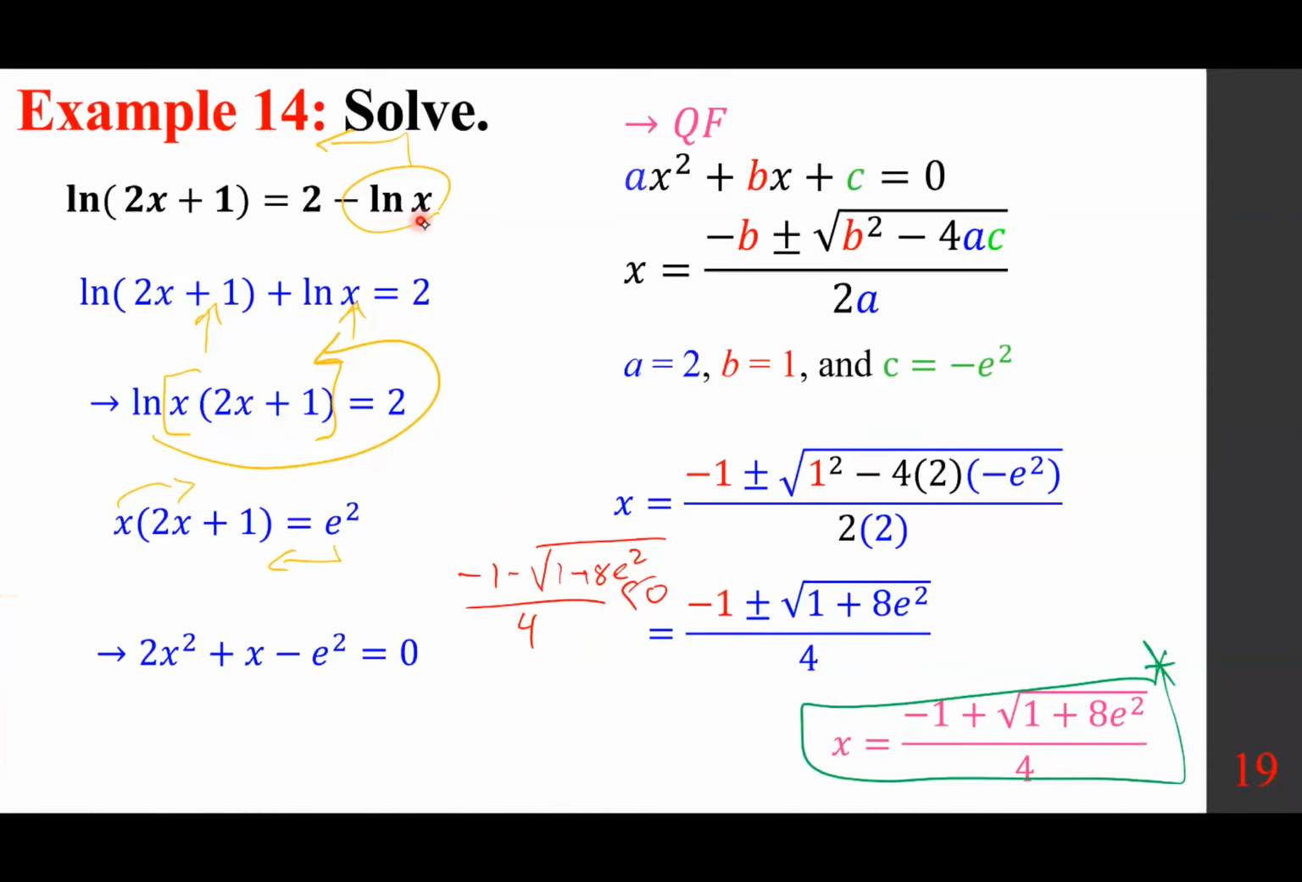And as far as logs are concerned, the argument of each log must be positive, because a basic log has a domain x larger than 0.